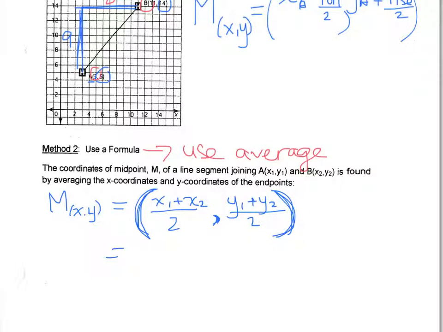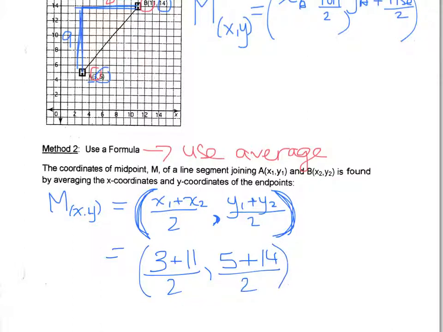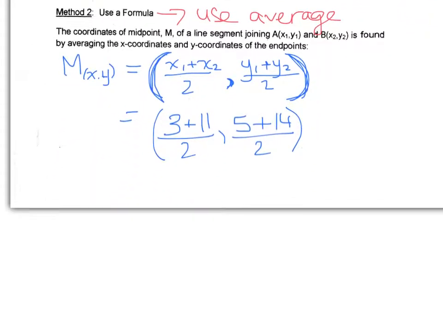The x coordinate for point 1, or we can call it point A if that makes life easier, if you want to think of it as A and B. The x coordinate for point A is 3, and the x coordinate for point B is 11. So we can add them together and divide by 2. And the y coordinate for point A is 5, and the y coordinate for point B is 14. So we can add those together and divide by 2. Make sure that you do include those brackets. They have to be there because it is the coordinates of the point that we're finding.